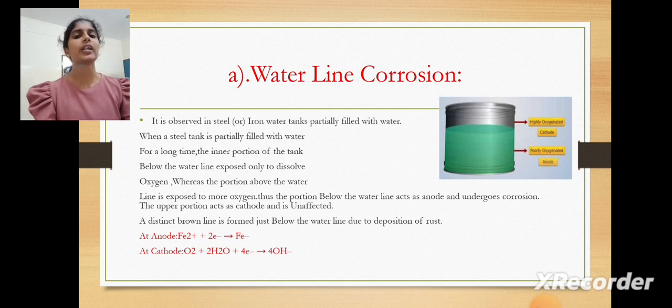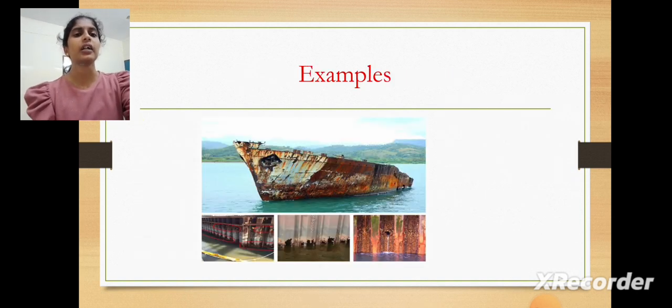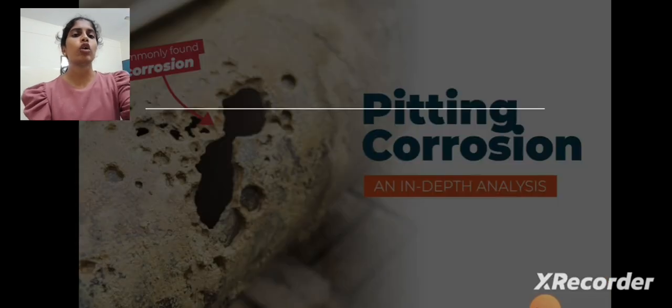A distinct brown line is also formed just below the water line due to the deposition of rust, and there are anodic and cathodic reactions. An example of waterline corrosion is ships which remain partially immersed in sea water for a long time and are affected by corrosion. Next we move on to pitting corrosion.